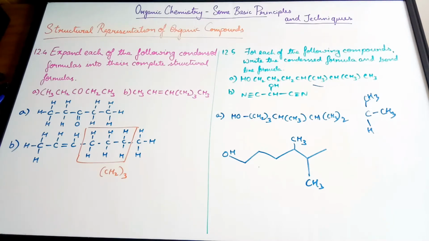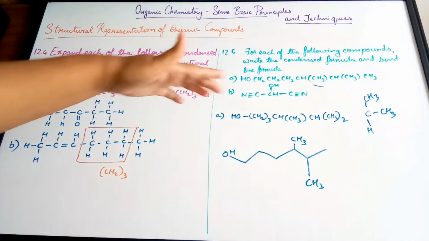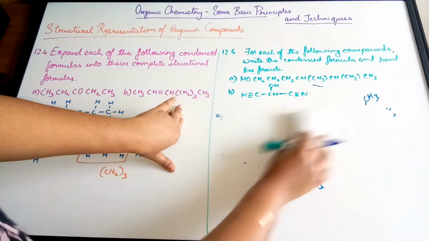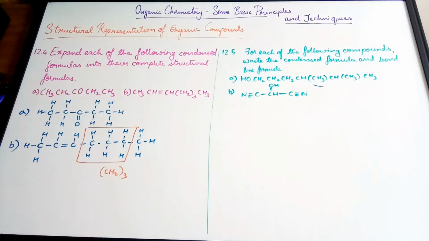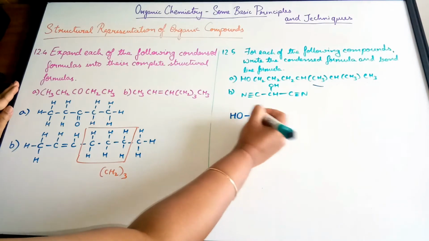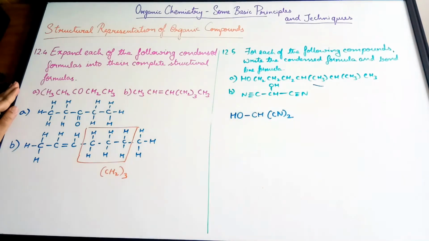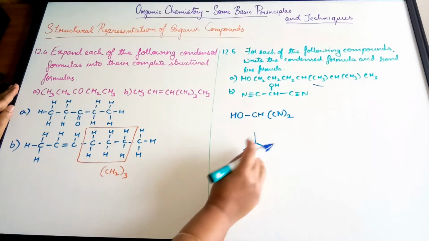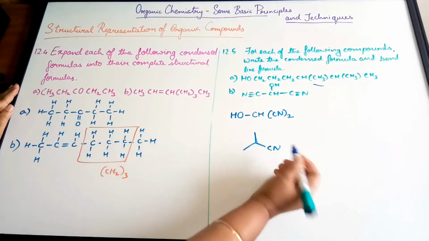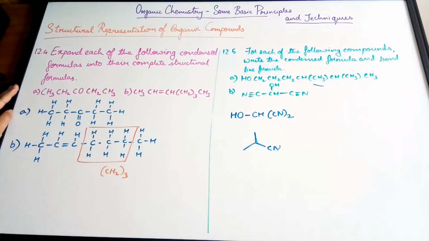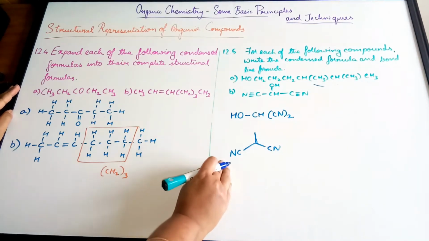The next is NCCHOHCN. So I'm just erasing this here. The condensed formula of this particular molecule is HOOH. Now this carbon atom is bound to two CN groups, so we will just write it as CN taken twice. For the bond line formula of the same, you only have one carbon atom. Here you can write CN to denote one of the cyanide groups. Then you can write CN again to denote the other cyanide group.